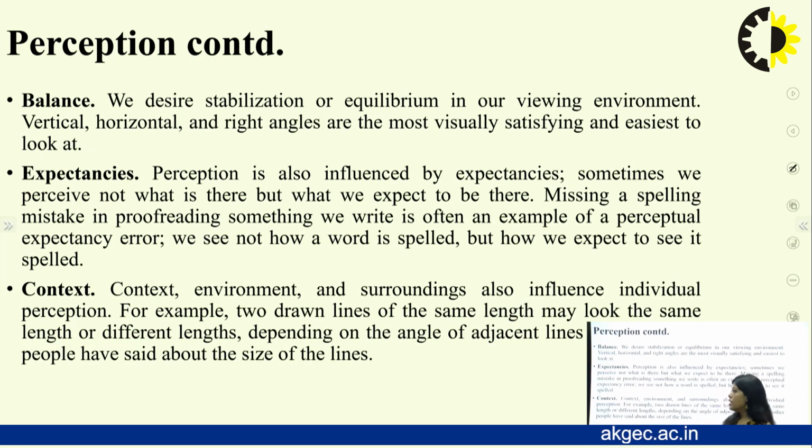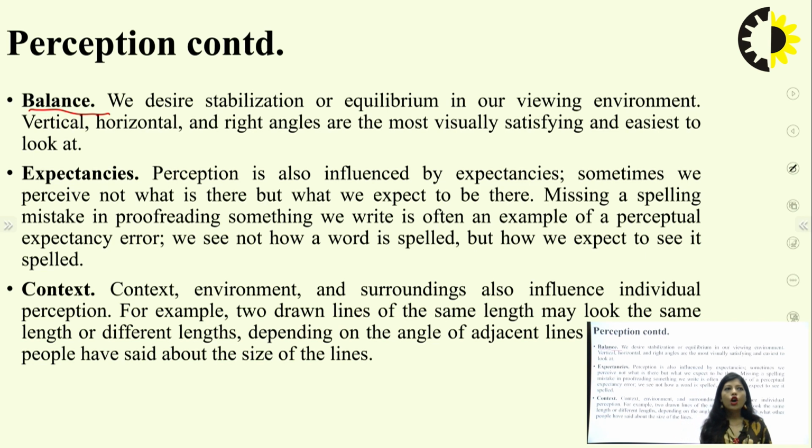The next characteristic of perception is balance. In balance, we desire stabilization or equilibrium in our viewing point. Vertical, horizontal and right angles are the most visually satisfying and easiest to look at. So in the balance characteristic, we create some stabilization in every object. All objects are stable and in equilibrium with each other, and vertical, horizontal and right angles are used in the balance characteristic.